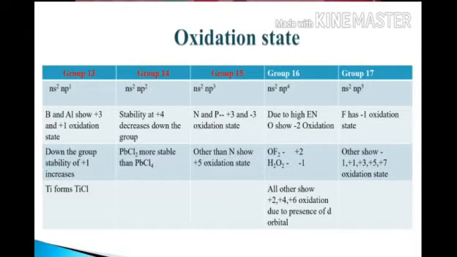In group 13 they have ns2 np1 electronic configuration, and they exhibit two oxidation states, +3 and +1. Boron and aluminium show the +3 oxidation state, and the remaining elements show +1 and +3 oxidation states. Down the group, the +3 oxidation state decreases and the +1 oxidation state increases. I already discussed this in the inert pair effect. This is due to the inert pair effect.